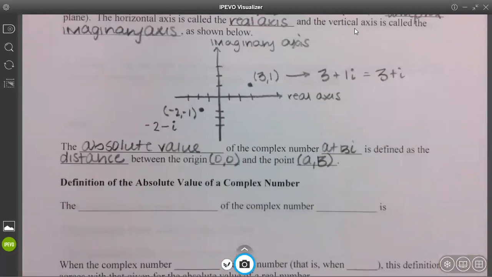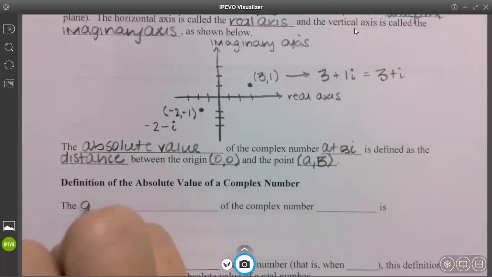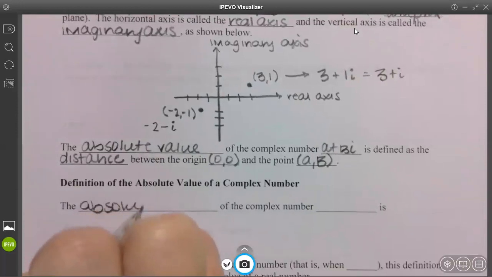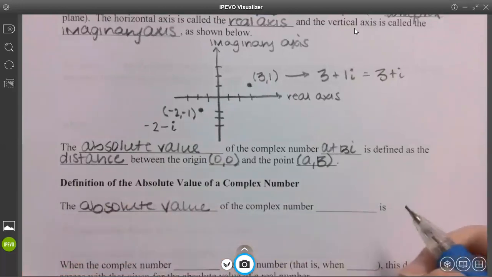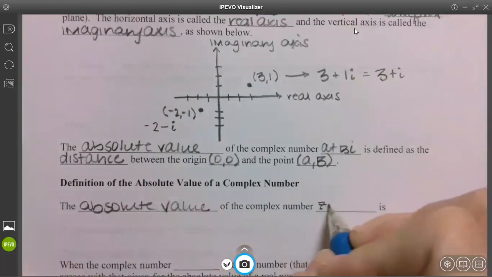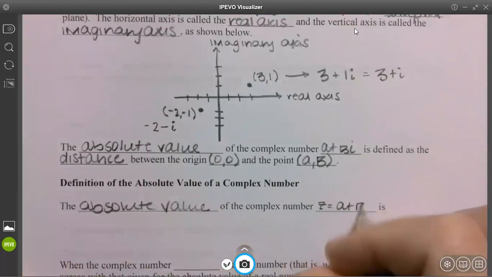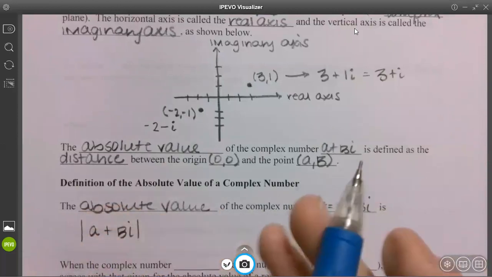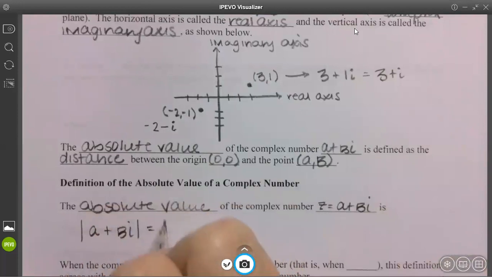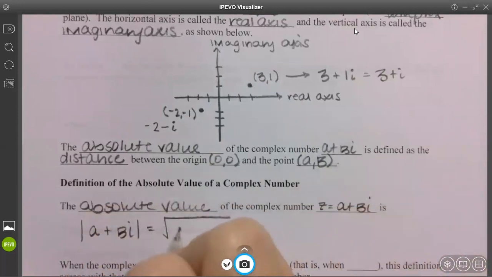I apologize. The definition of the absolute value of a complex number: the absolute value of the complex number z equals a plus bi, the absolute value of a plus bi, is actually going to be the square root of a squared plus b squared.